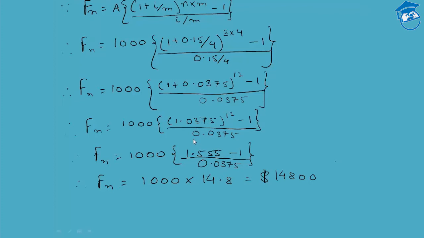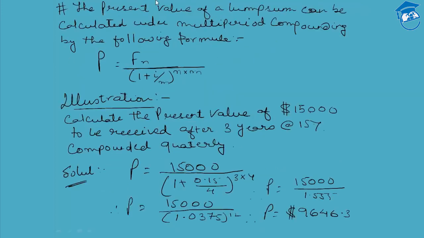upon 0.0375. Therefore, Fn is equal to 1000 into curly brackets 1.555 minus 1 curly bracket close upon 0.0375. Upon solving this, we get the figure 14.8, and upon multiplying 14.8 against 1000 USD, we get the final amount of 14,800 USD as the future amount of an annuity of 1000 deposited for the next 3 years against a nominal interest rate of 15%, undergoing a semi-annual continuous compounding.